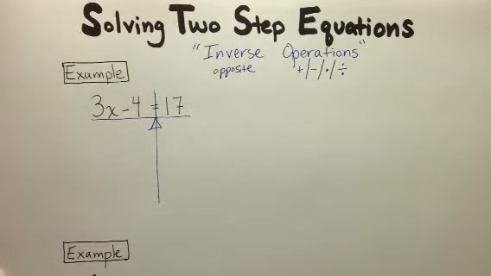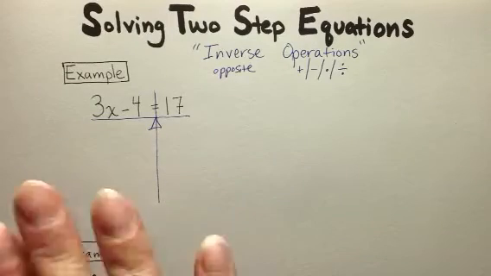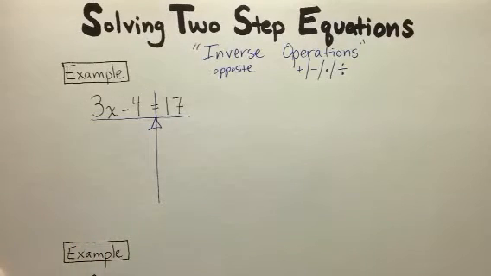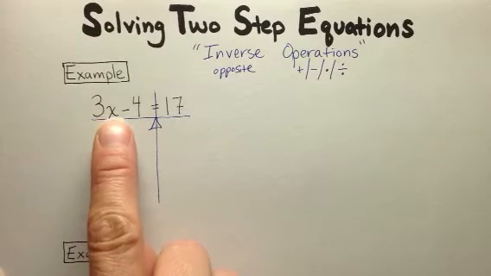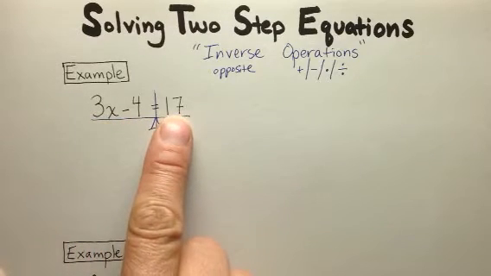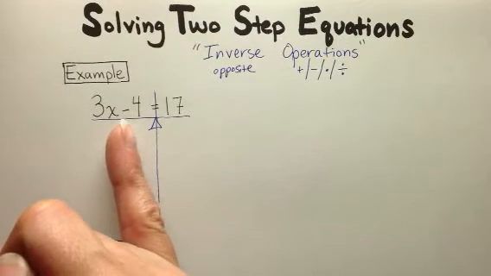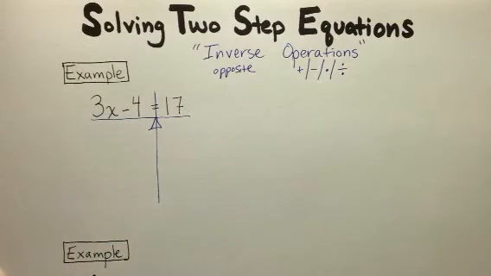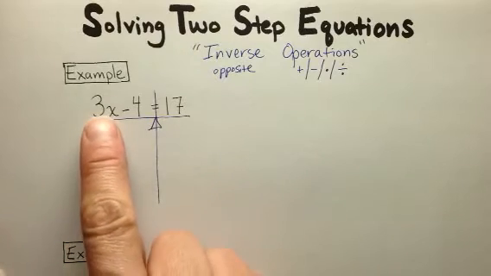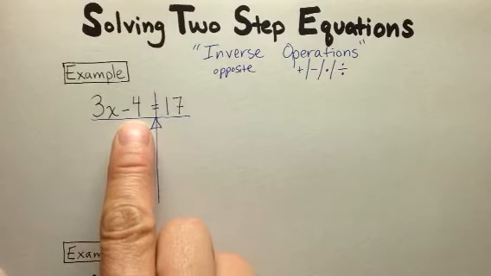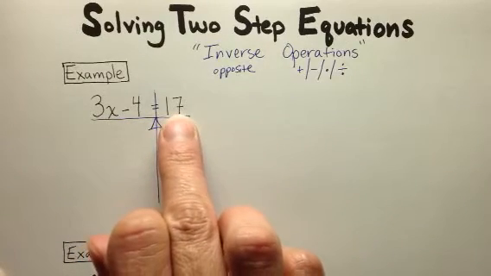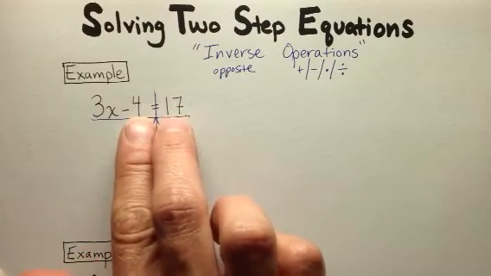Okay, so really what I'm going to do here is combine like terms, but I can only combine like terms if they are on the same side of the equation. So in my first example here I have 1, 2, 3 terms. Terms are separated by minus signs, plus, equal signs. So I have a total of 3 terms. The two like terms are the -4 and the 17. So I want to get these two together.